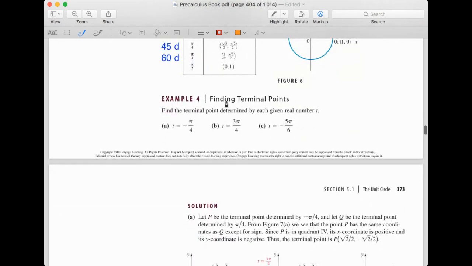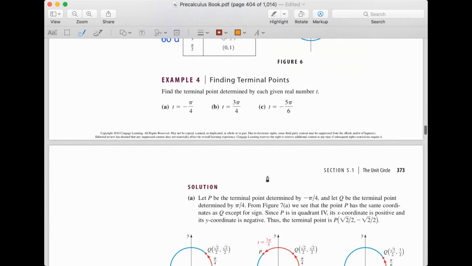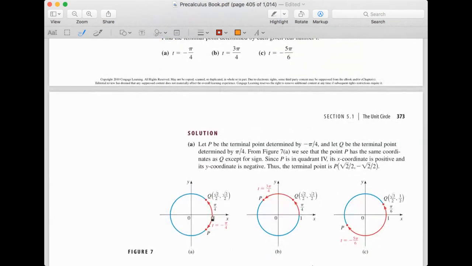So let's see example 4. Find the terminal point determined by each given real number t. So let's say t equals negative pi over 4. Well, measure negatively, right? So negative pi over 4 is this one. Positive pi over 4 is this one, at this point.